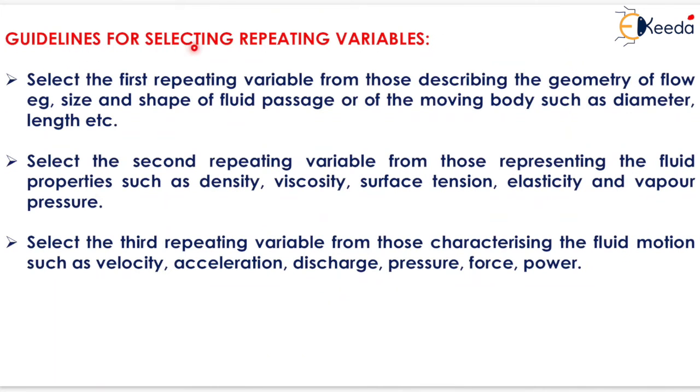Now, guidelines for selecting repeating variables. Select the first repeating variable from those describing the geometry of flow, for example, size and shape of fluid passage or of the moving body such as diameter, length, etc. Select the second repeating variable from those representing the fluid properties such as density, viscosity, surface tension, elasticity and vapor pressure. Select the third repeating variable from those characterizing the fluid motion such as velocity, acceleration, discharge, pressure, force, power.